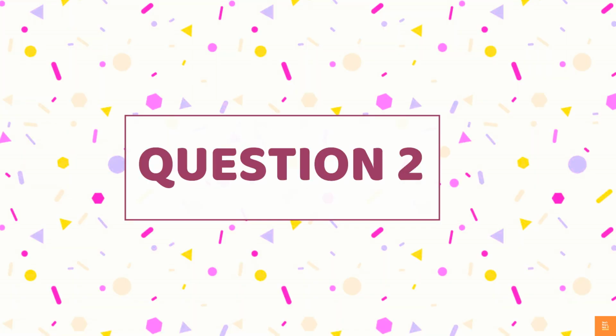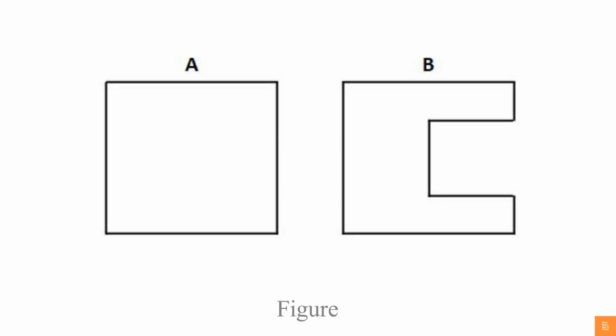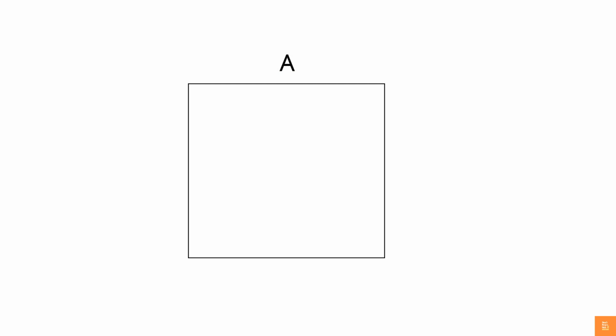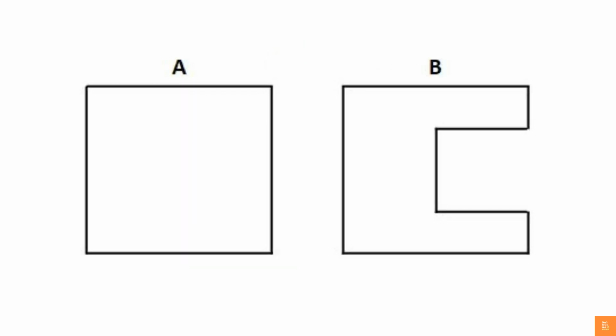Question number 2. B is the shape obtained by removing a square from the shape A. Which of the two has the greatest boundary? Here the length and breadth of the shapes are not given. Children are expected to visualize the size of the shapes. The second shape is obtained by removing a square section from the earlier shape, which in turn caused a change in its size. The child is asked to identify the shape having greater boundary.